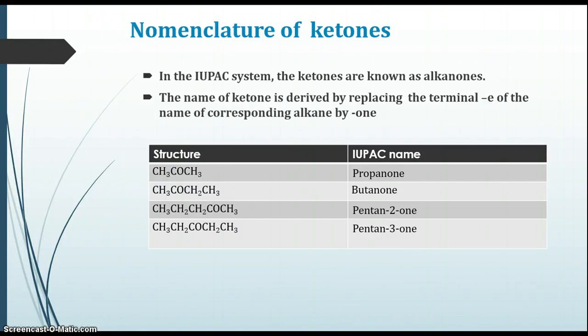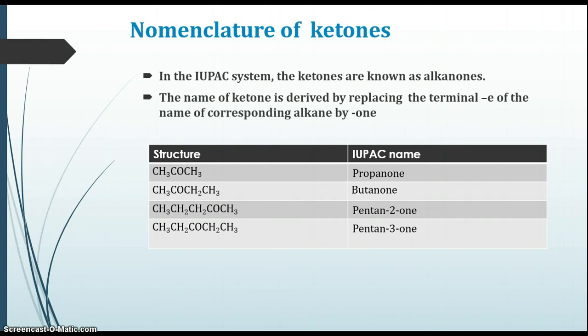Now, in the second example, you can see CH3COCH2CH3. So, total 4 carbon atoms corresponds to alkane butane. Replacing E by ONE, we get butanone. In the third example, you can see CH3CH2CH2COCH3. So total 5 carbon atoms corresponds to alkane pentane. But since ketonic functional group is present on carbon number 2, we will name it as pentan-2-one.